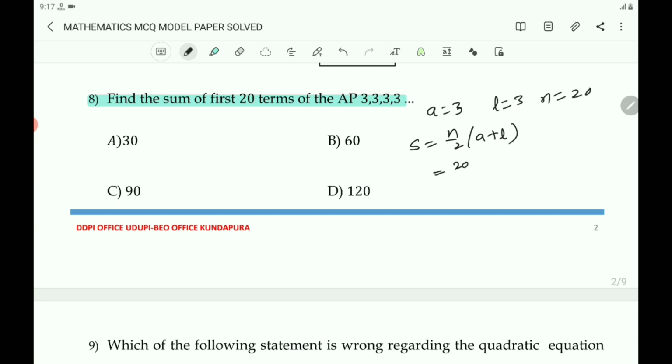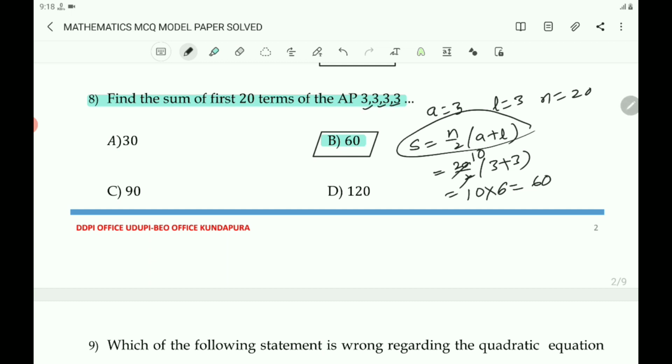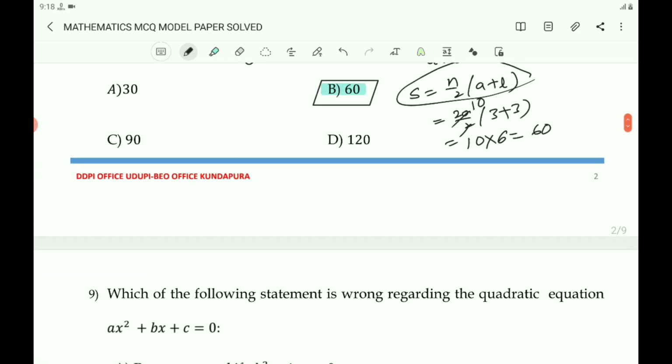Then N is 20 by 2, A is 3, L is also 3, so 10 into 6. So you will get 60. 10 into 6, that is 60. So option B, 60, is the answer. Here all the terms are the same, so you must consider that D equals 0. Then the first term is 3 and the last term is also 3. You can use the formula S equals N by 2 into (A plus L). As it is 20 terms, you write 20 by 2 into (3 plus 3). So you will get 10 into 6, that equals 60.